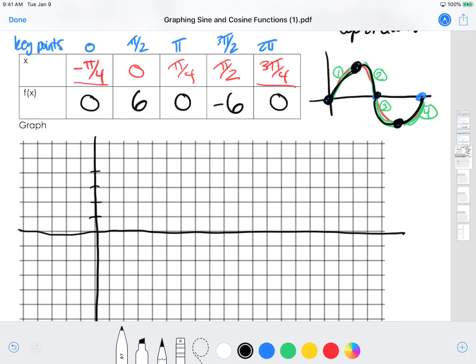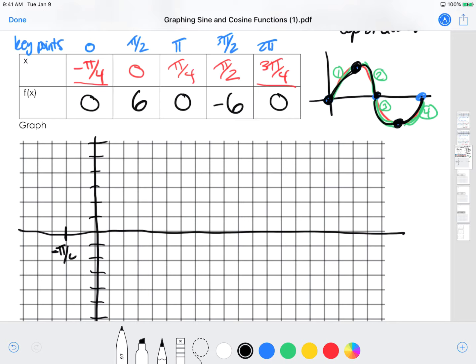1, 2, 3, 4, 5, 6. So it's going to come up to 6. 1, 2, 3, 4, 5, 6, and down to -6. Now, since I'm doing this on a scale of pi over 4, for every 2, I'm going to make that pi over 4.